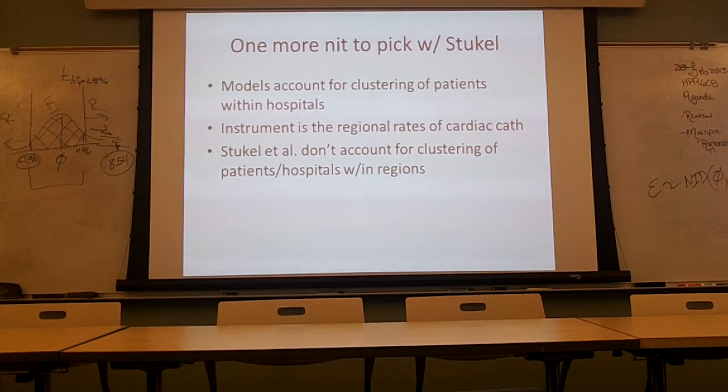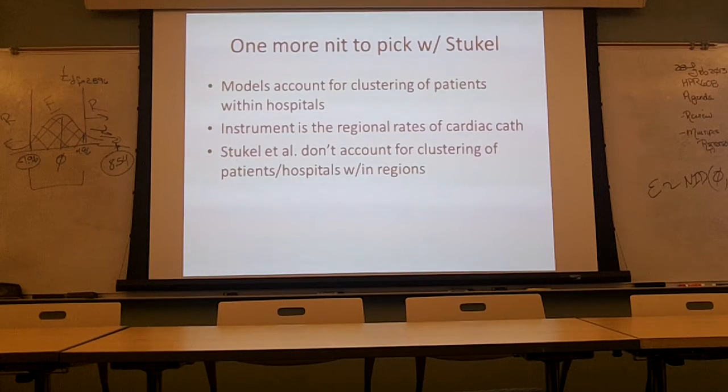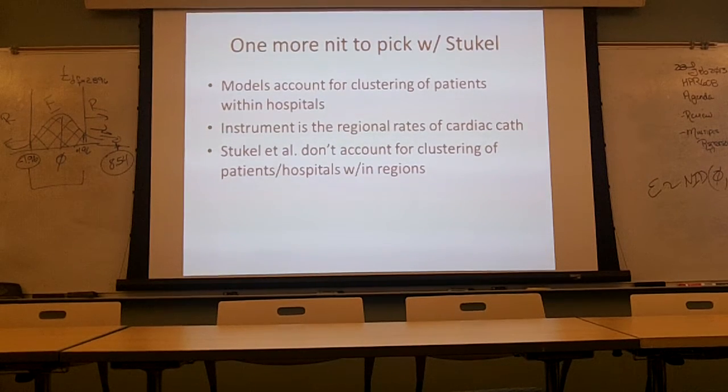They had this thing, I just take some issue with the level of clustering. So they do account for the fact that patients are nested within clusters within hospitals. That's good and all. But in reality, the instrument is at what level? At the market level. So they probably should be accounting for the fact that patients are nested within hospitals, the hospitals are nested within clusters, so that there are fewer degrees of freedom in their analysis than they're actually accounting for.